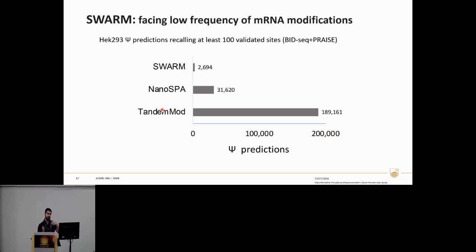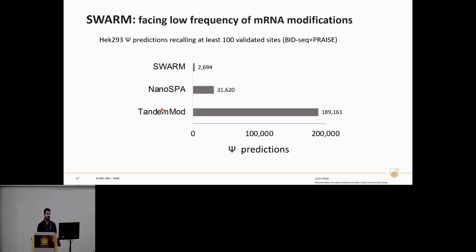And here, to change up the task, we are looking at how many sites we need to predict to recover at least 100 validated sites. So we are narrowing down the transcriptome as much as we can while keeping 100 validated sites. If you take tandem mod, you need nearly 200,000 predictions to have 100 validated, which is not very practical.